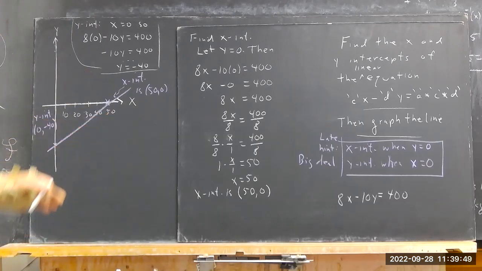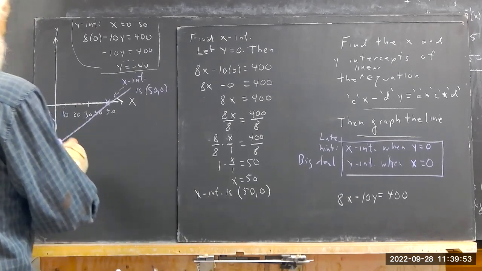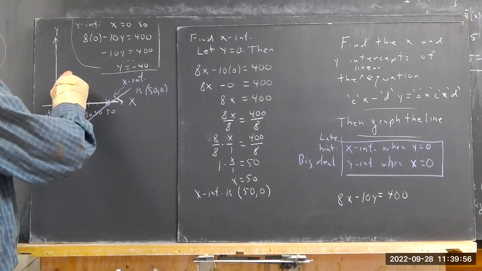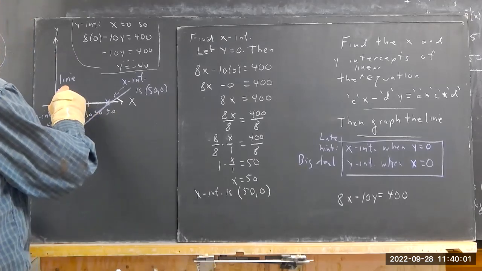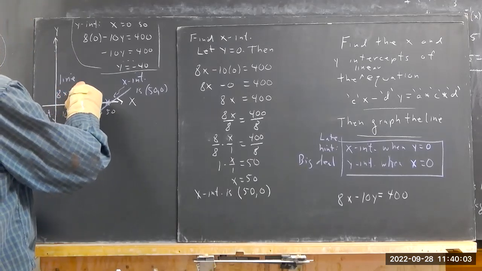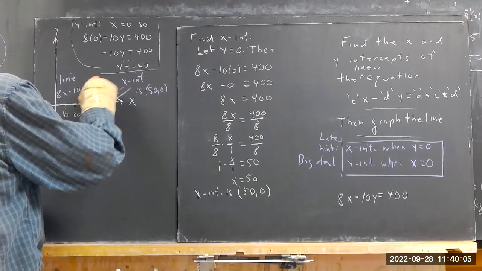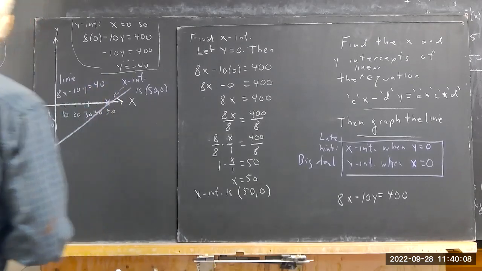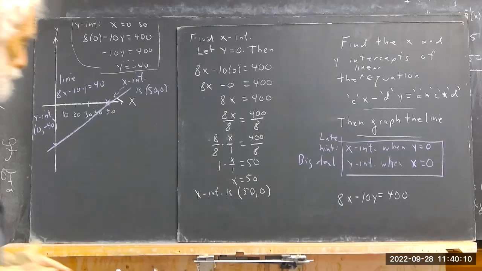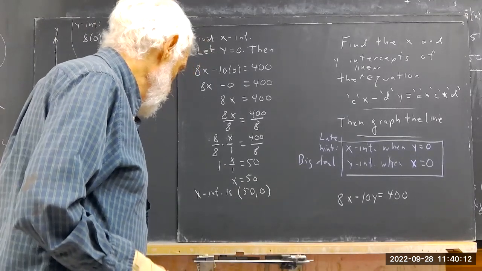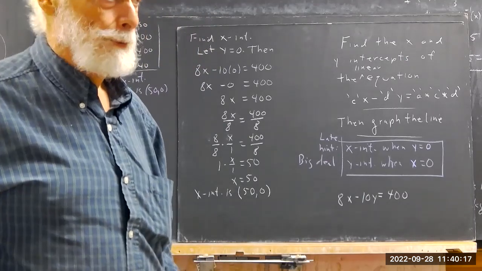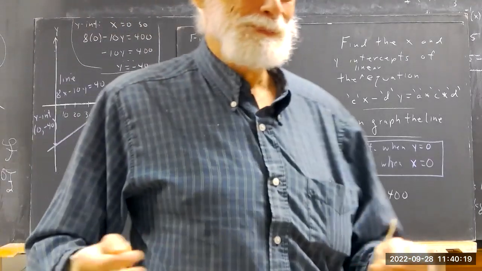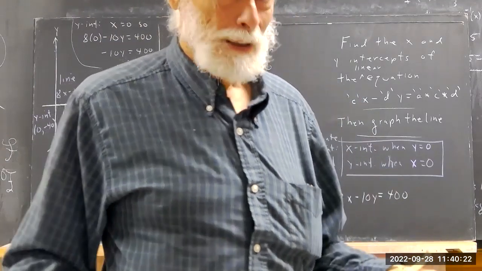We understand now that this is the equation. So this is the line. It corresponds to 8x minus 10y equals 400. Well, what are we going to do with that line? We're going to start analyzing it because there are 3 assignments coming up for Monday on straight lines.